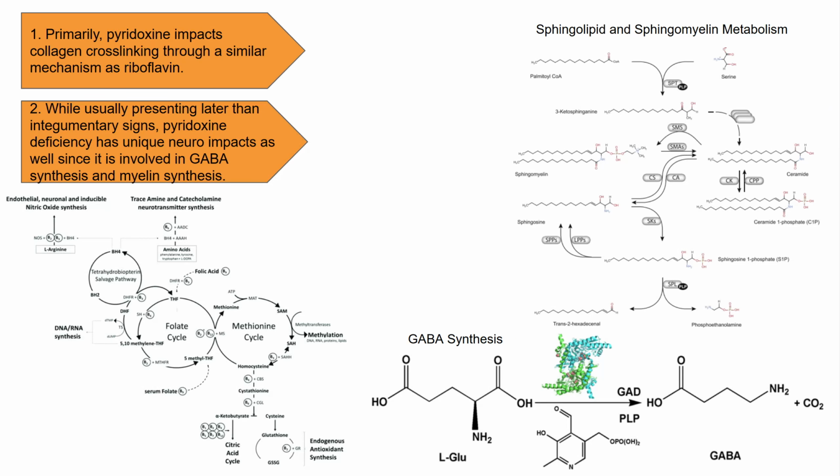Here's the overview slide with the mechanisms we'll be covering. We'll talk about pyridoxine's role in the methionine cycle, which during pyridoxine deficiency can lead to the same collagen cross-linking issues that we went over with riboflavin. Then we'll take a look at pyridoxine's role in myelin synthesis and GABA synthesis.